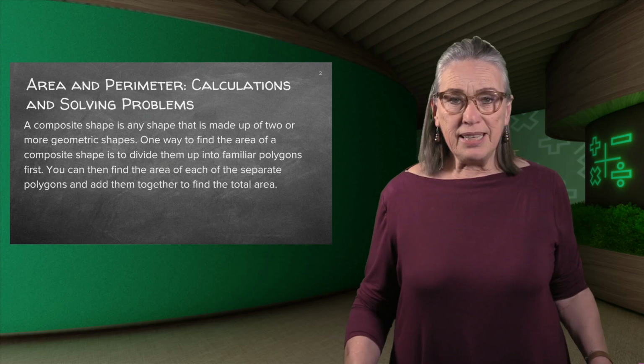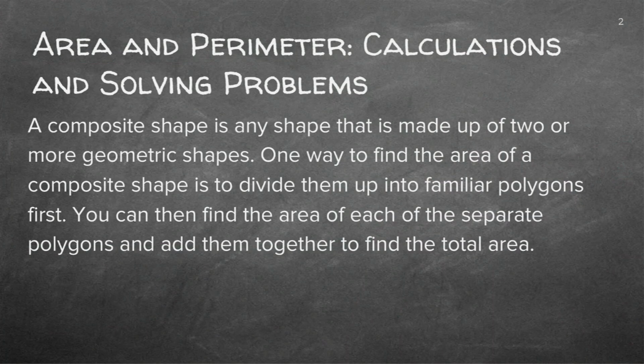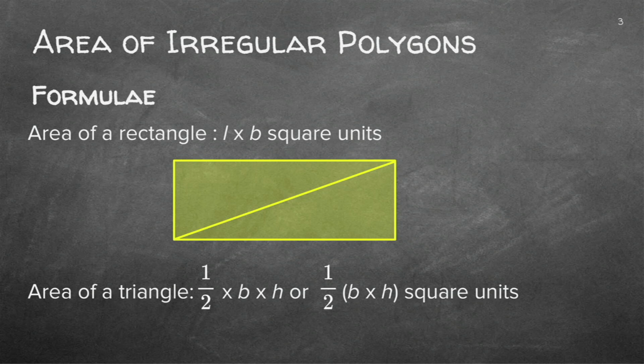Okay, just a quick reminder, a composite shape is any shape that is made up of two or more geometric shapes. One way to find the area of a composite shape is to divide them up into familiar polygons. I think you might remember that from the previous lesson. And then you can find the area of each of the separate polygons and then you add them together to get the total area. Now there's a reminder of our formula.